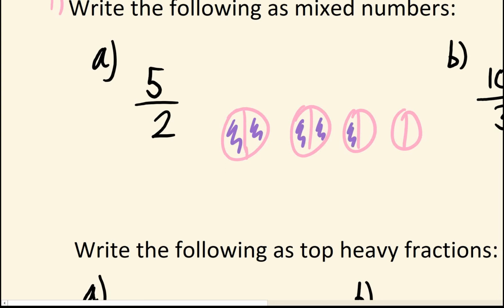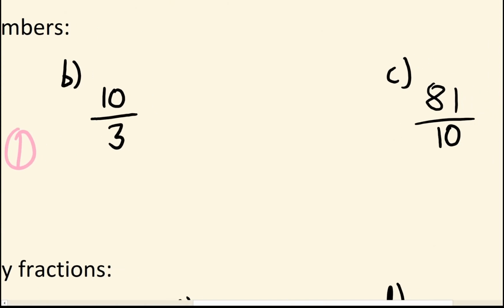So in this case, as a mixed number, I want to see how many whole circles I've got, which is 2, and how many I've got left, which is a half. So what I've done here, I've seen how many 2's go into 5, which then tells me how many whole number parts I've got, and any remainders, any left over, is going to go here. And I'm going to use that shortcut in B.